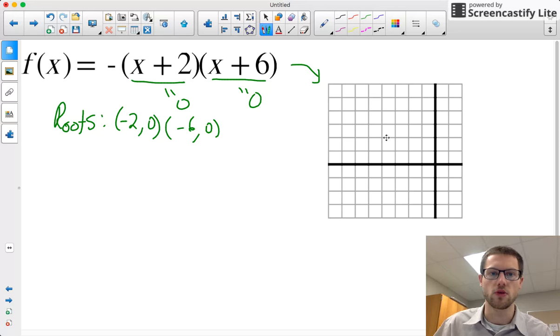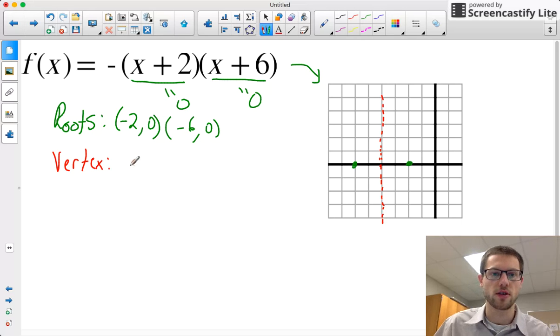So let's plot those. Negative 2 and 3, 4, 5, 6, negative 6. Next, to find the vertex of this guy, I'm going to have to think about what the x value is, or what the axis of symmetry is between these two roots. So I can either eyeball this, it looks like it's going to be halfway in between, or I can just take the average of these two roots.